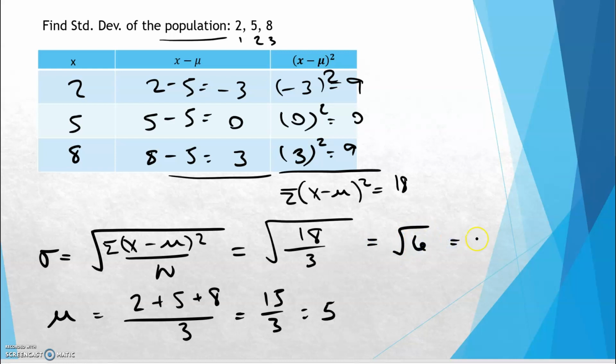Plug and chug that into my calculator, and I'm going to go to 2 decimal places. 2.449, so this is going to be 2.45. Okay, so that's my final answer right there. That is the overall variation from the mean for this data set right here.